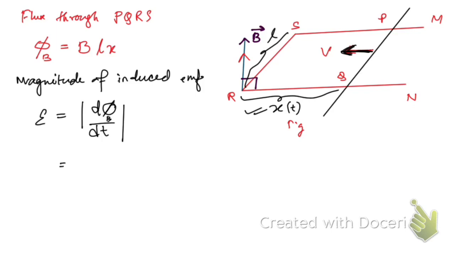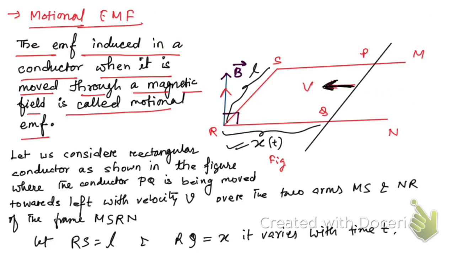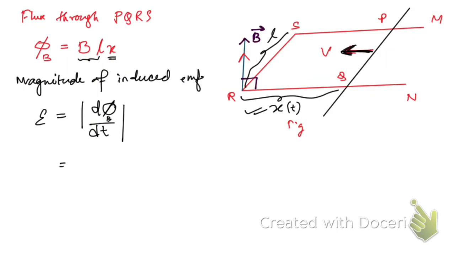So here this part is constant, B and L are constant. Here X varies with time t, as I have already mentioned. So what we're going to have is BL dx by dt, and this dx by dt is nothing but v, right?